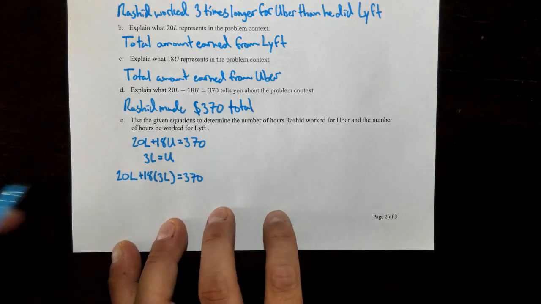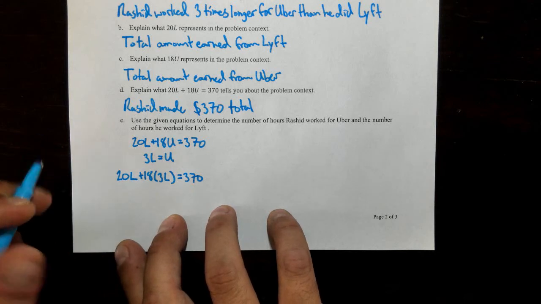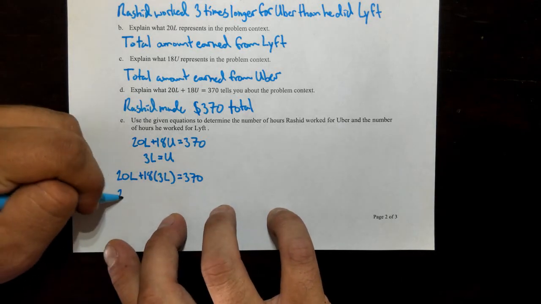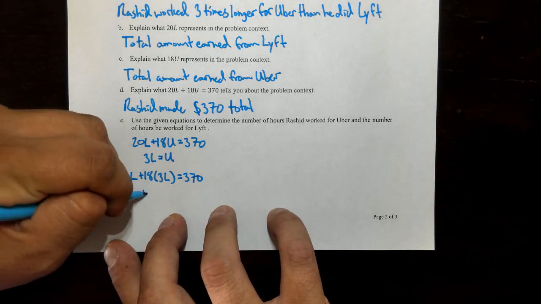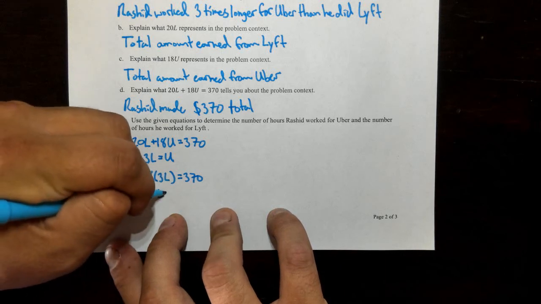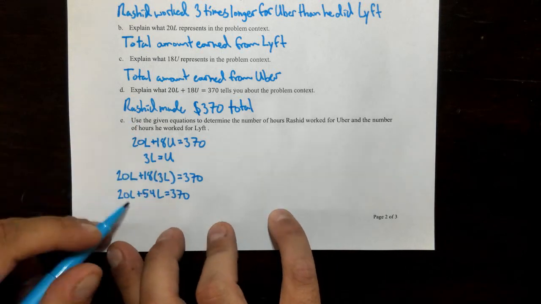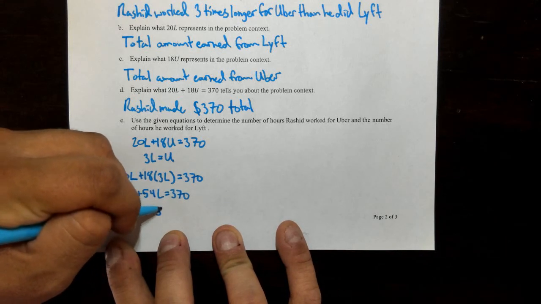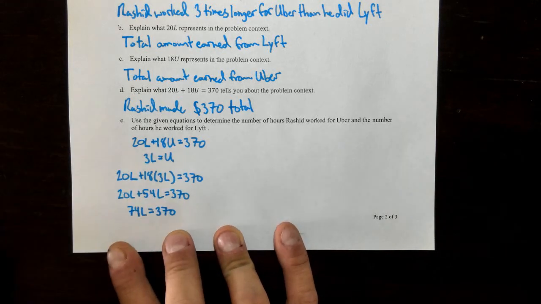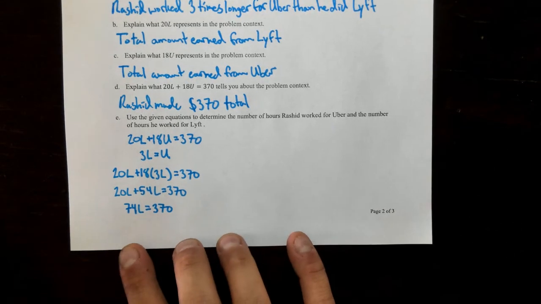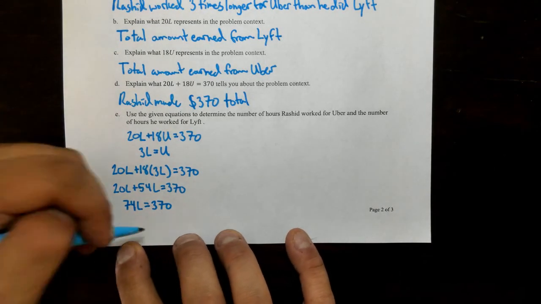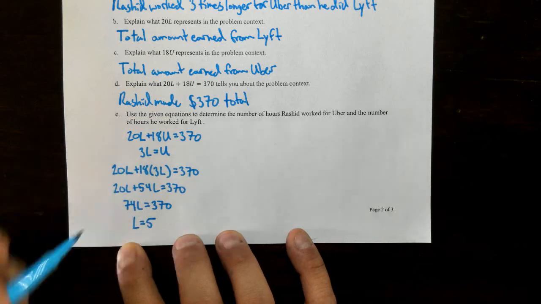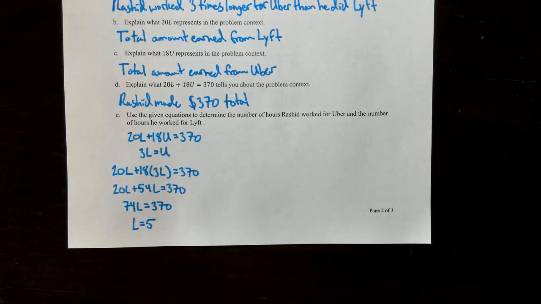And now just solve for L. So 18 times 3, what's that going to be? 54. So 20L plus 54L equals 370. Total of 74L equals 370. And let's see, I believe that's 5. Yes, so L equals 5. So he worked for a total of 5 hours for Lyft.